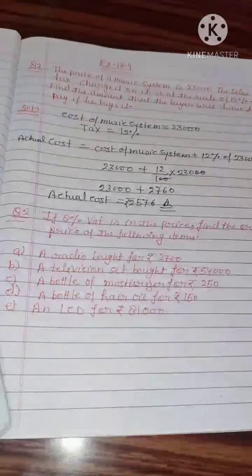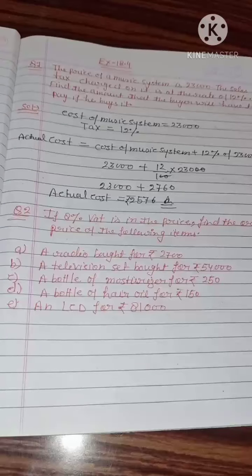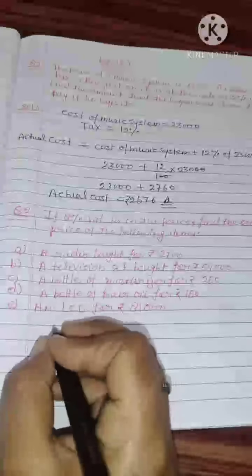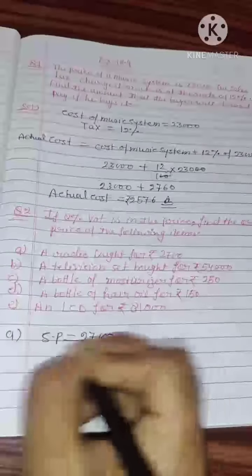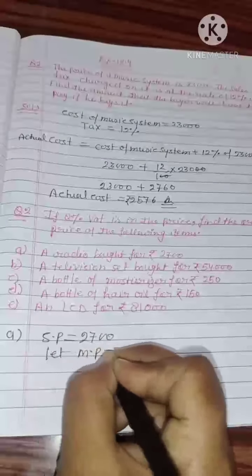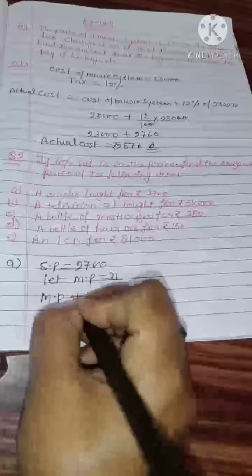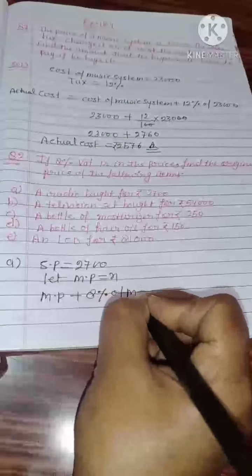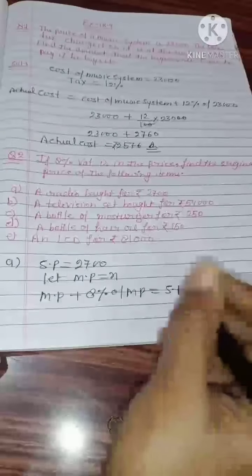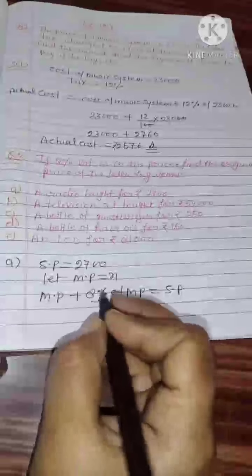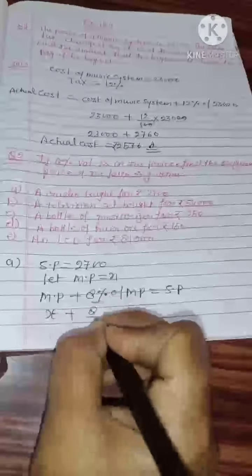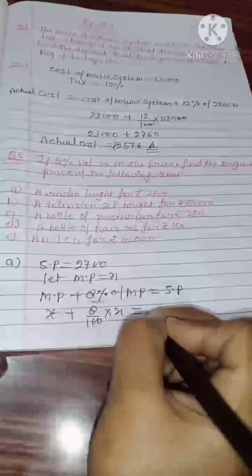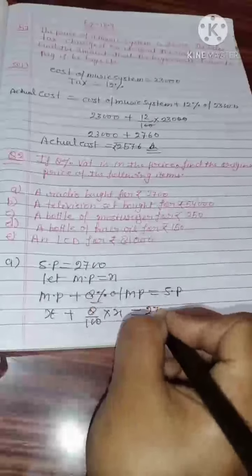See how we will do the solution. Selling price is how much, beta? 2700. Let the marked price be x. So marked price plus 8% of marked price will become the selling price, because this is tax. The marked price we don't know, that is x, plus 8% means 8 upon 100, of means multiply, into x, is equal to the selling price that is given, that is 2700. Okay beta.